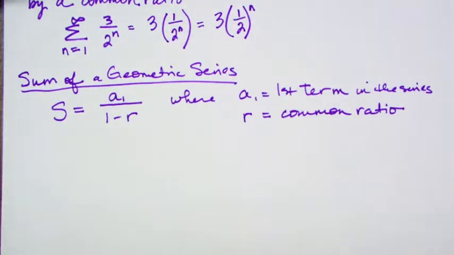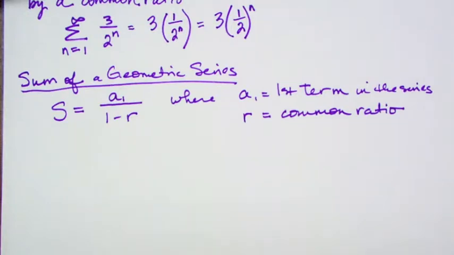Because then when you have the r raised to the n, it means it's going to be 1 over whatever it is. If it's greater than 1, that's going to go into infinity because you're just going to keep getting bigger and bigger and bigger. And if r is less than 1, then it's going to be some number and the denominator is going to keep increasing. So it's going to go to 0.